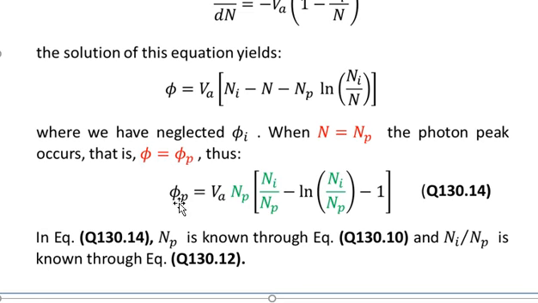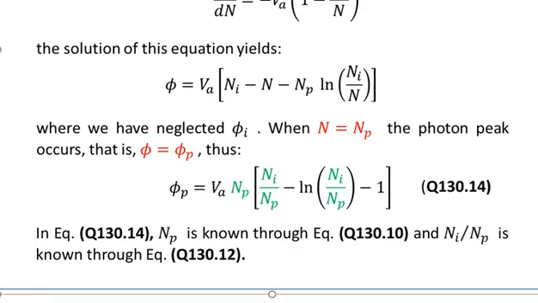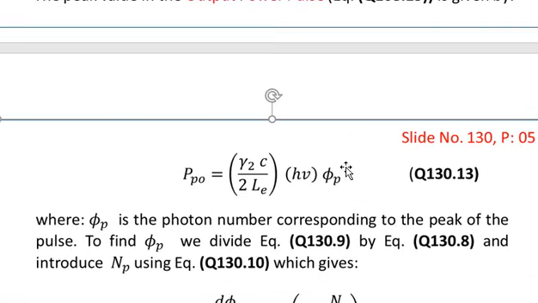So the maximum number of photons at the peak value, that is phi p, is known. When this value is known, you can substitute it over there and find an expression for the peak output power from the laser beam.